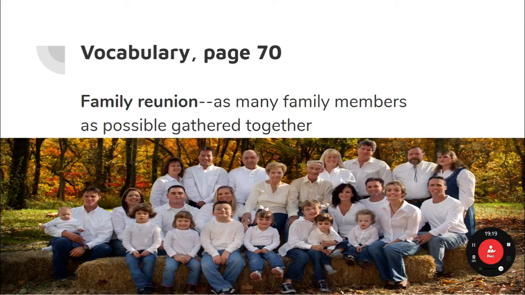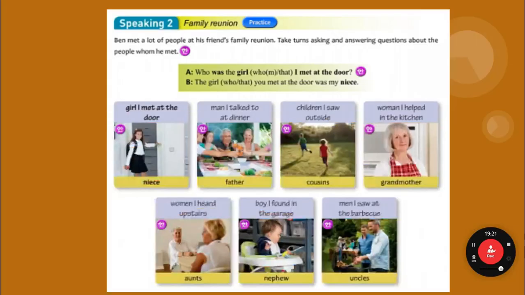This is another family here in this picture. All right. Ben met a lot of people at his friend's family reunion. Take turns. You're going to ask and answer questions about the people that he met. All right. Who was the girl that I met at the door? The girl that you met at the door was my niece.